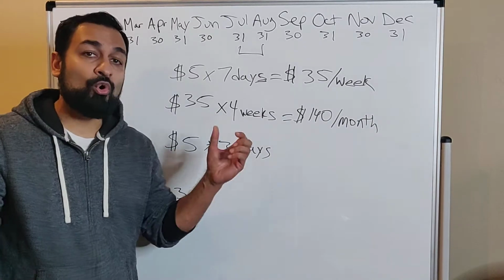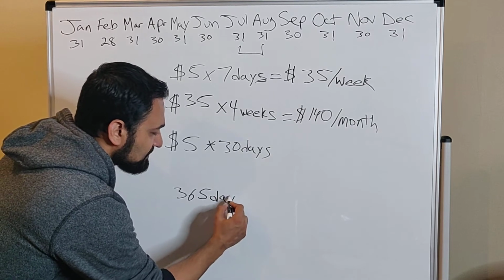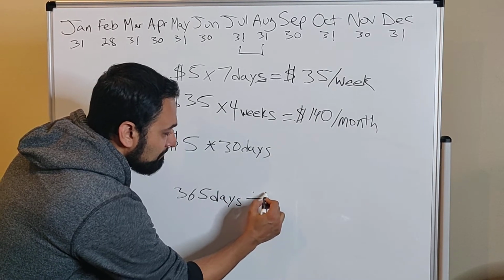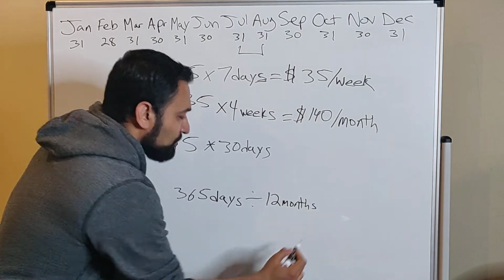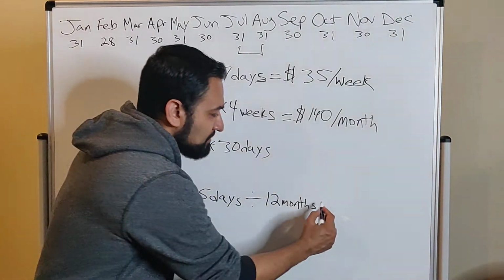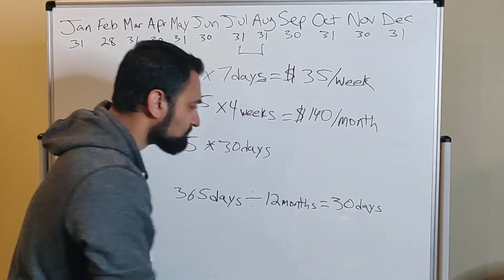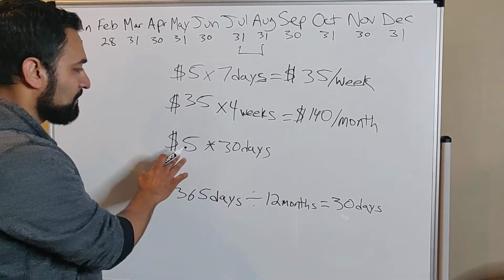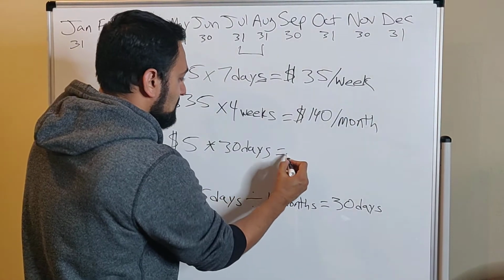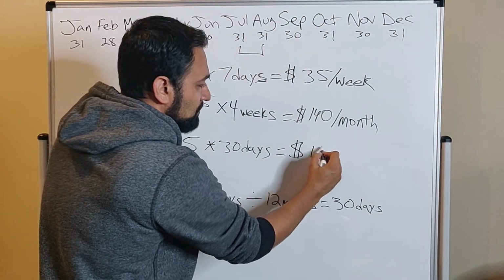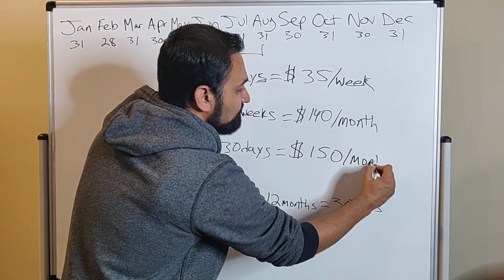if you take 365 days, which is the whole calendar year of days, and you divide it by 12 months, you actually get about 30 days. So, let's say $5 a day for 30 days. That will give you $150 a month.